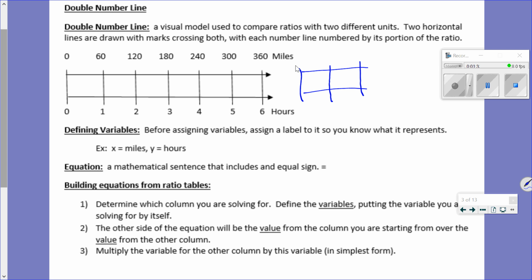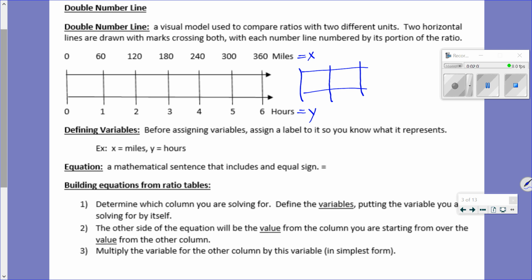Now, I'm going to admit to being a little wrong. We should have covered this in one of our first lessons, and that's the importance of defining our variables. When we are working with these types of problems, we're going to be using a lot of variables. And before we assign our variables, you need to assign a label so that you know what it represents. So for our example here, we would say that the miles are X and the hours are Y. Now, I let you know, these are the two most commonly used variables.